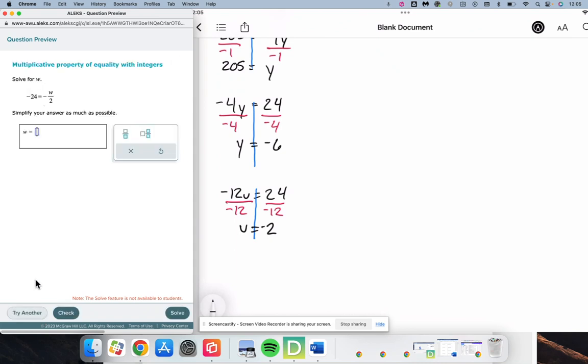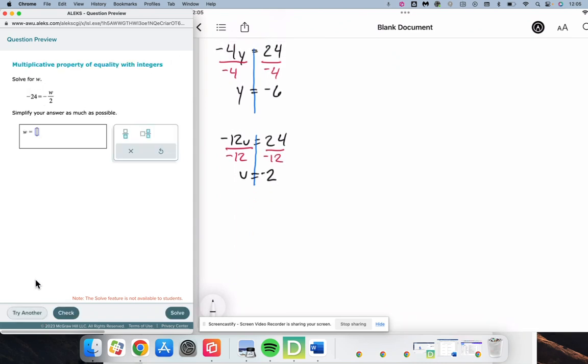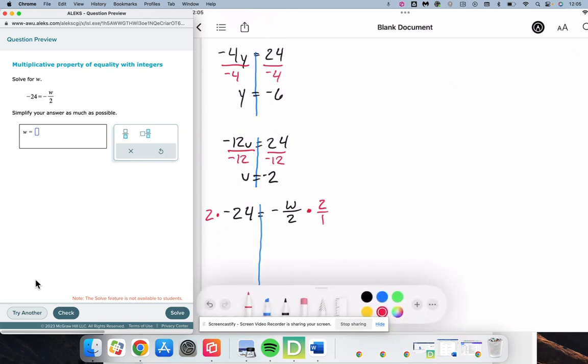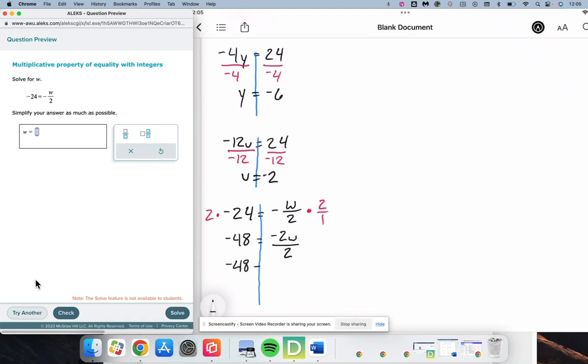I'll try and find one that's a little bit wacky like the other one we did. There we go. So here we have negative 24 is equal to negative w over 2. There's a bit of a process that we need to go through with this one, which is okay. We see that we're being divided by 2 on the right, so we need to multiply both sides by 2. 2 times negative 24 is negative 48. Negative w times 2 is negative 2w. 2 times 1 is 2.